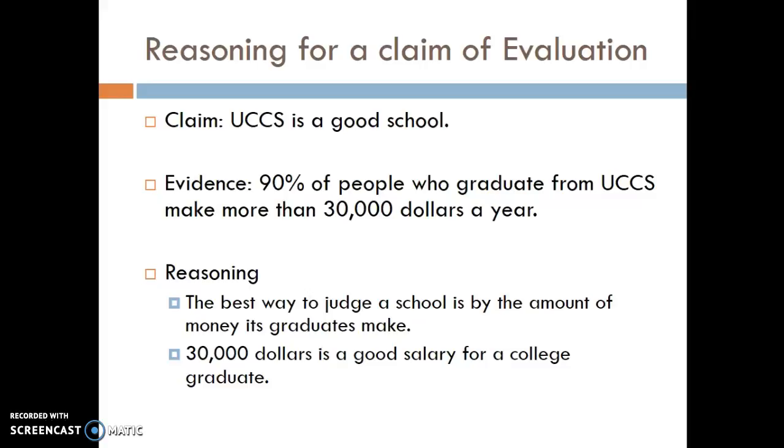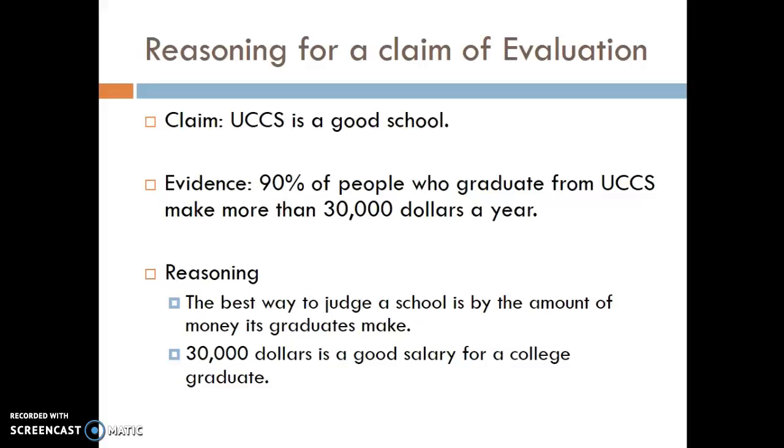Claims of evaluation. Claims of evaluation tend to be a little different from claims of definition in that evaluation tends to move us up and down a scale, right? So from good to bad, from efficient to inefficient, where claims of definition tend to put us clearly in one category or another. So if we say UCCS is a good school, we've moved it further up that scale towards good. As evidence, we could say something like 90% of people who graduate from UCCS make more than $30,000 a year. But is this effective evidence? Do we feel that this evidence actually proves this claim?